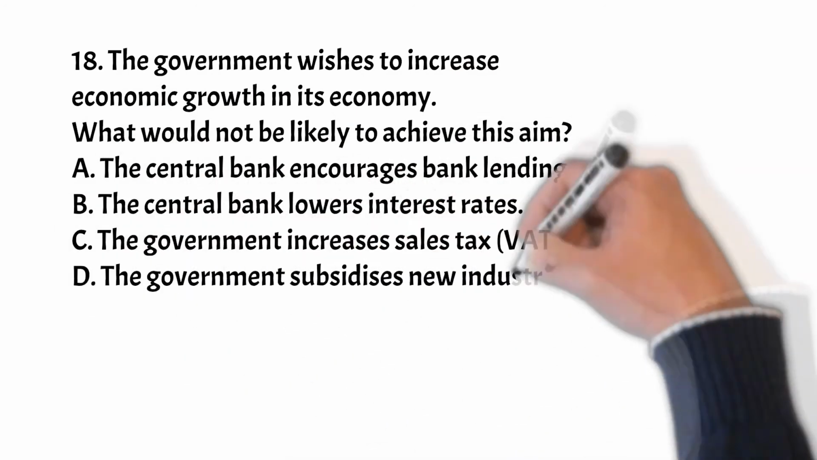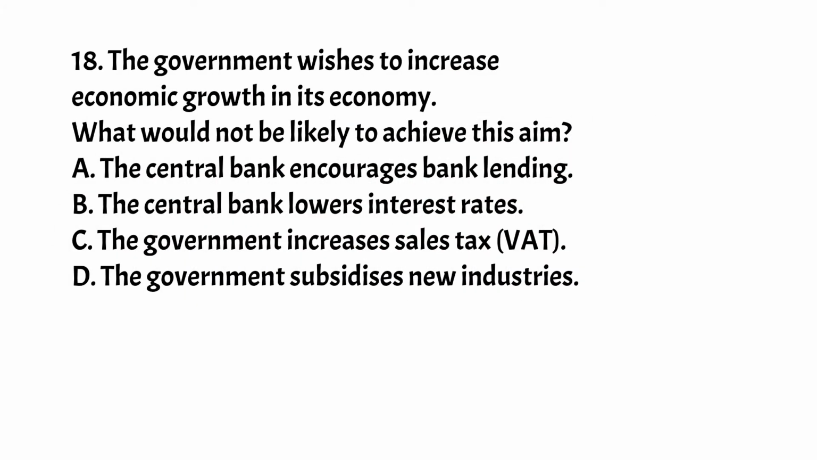Question 18. The government wishes to increase economic growth in its economy. What would not be likely to achieve this aim? A. The central bank encourages bank lending. B. The central bank lowers interest rates. C. The government increases sales tax or VAT. D. The government subsidizes new industries. The increase in taxes of any kind is likely to decrease economic growth. So, the answer is C. The government increases sales tax or VAT.